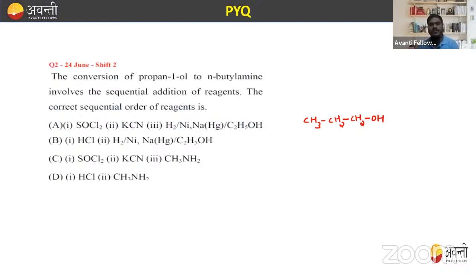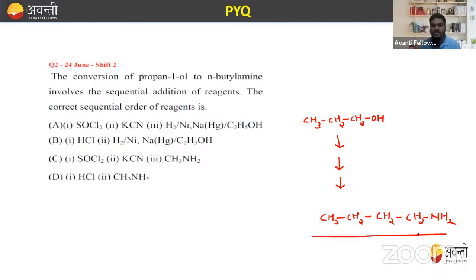So you want to convert this propan-1-ol into n-butylamine, that is CH3, CH2, CH2, CH2, and NH2. Here also the carbon chain is increased by 1, right? So which reagents do you use for the conversion of this into this?